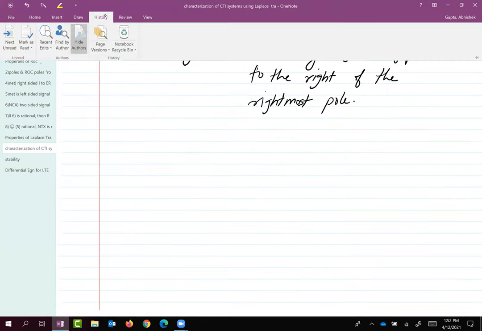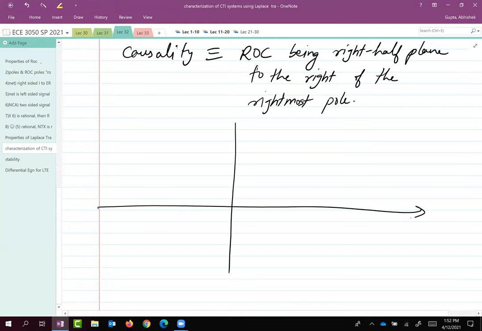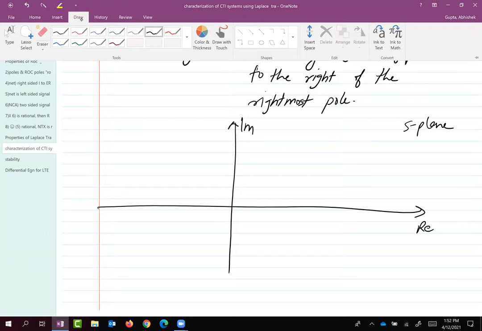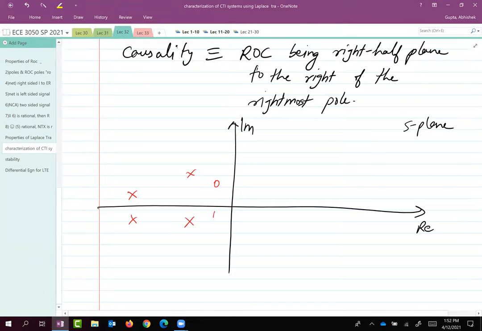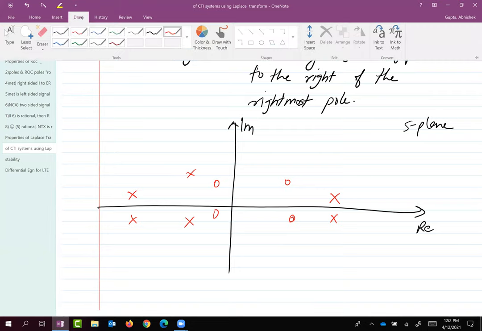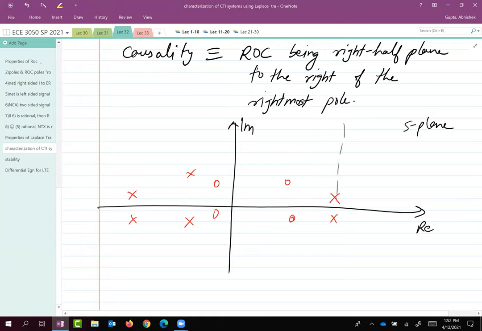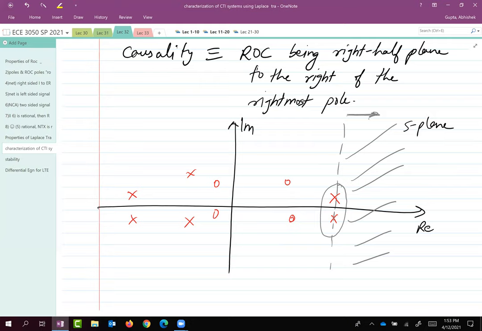So the way to represent this would be, here is my complex plane, my s plane. This is the real part, this is the imaginary part. And I have a bunch of poles and zeros. Then the region of convergence, assuming this LTI system is causal, would be this whole area. So the region of convergence is the right half plane to the right side of the rightmost pole. So these are the rightmost poles, and the right side of the rightmost poles is everything in the positive real direction after these poles. Okay, so that was about causality.